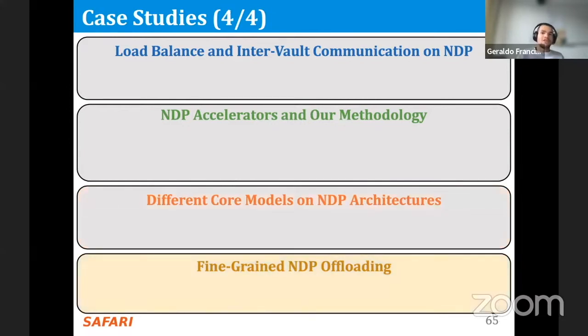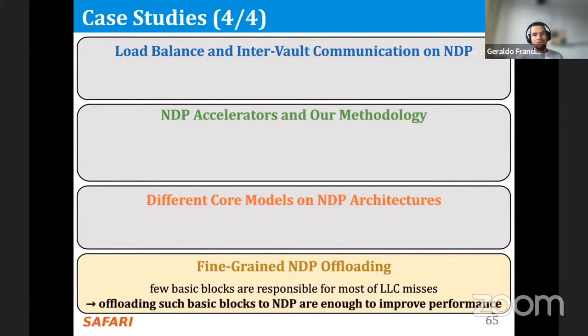In the fourth case study, we evaluate the benefits of offloading small portions of code, for example, a basic block, to an NDP system, which simplifies the design of the NDP core. We observe that for many applications, a small percentage of basic blocks is responsible for most of the last level cache misses. By offloading these basic blocks to our NDP core, we observe a performance improvement of up to 1.25 times that of the baseline system. We believe that DAMOV can be used to identify simple NDP instructions that can enable building efficient NDP systems in the future.